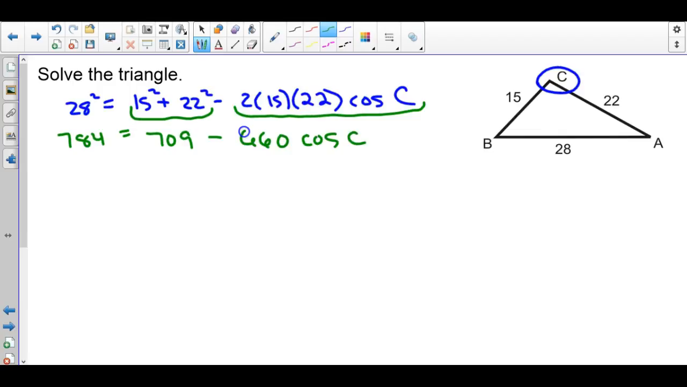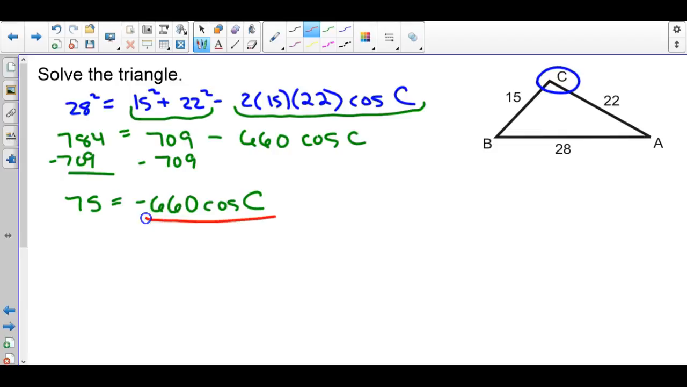So one of the mistakes that people just love to make with this is subtracting the 709 and 660, which would essentially be the same thing as me saying something like 6 minus 2x is 4x. And that's just a big no-no. Again, the 660 is being multiplied by the cosine of C. The 709 is not. So I cannot do that move. What I'm going to instead do is subtract 709 on both sides of my equal sign. And that I can do, and that's what you're going to want to do in this case. So I'm going to end up with 75 equals, and then be careful with your signs, this is negative 660 times the cosine of C.